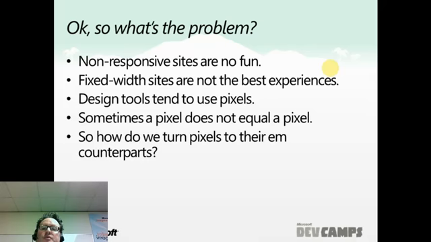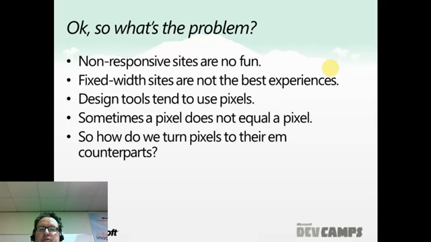So what we have to do is basically turn these pixels into a counterpart that can expand and contract with the rest of the site. So what we do is, instead of using pixels as our measurement, we can actually use ems as our counterparts. Now, the thing is, well, how do we do that?